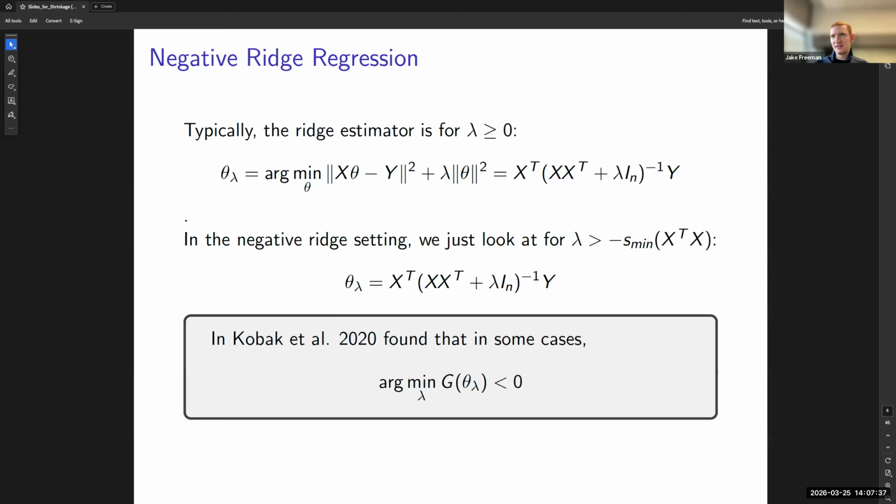The typical definition for the ridge estimator when lambda is positive doesn't really work, because if you were to take a portion of your theta to be perpendicular to the data, you could scale the problem down to negative infinity, essentially. So instead, they take the solution to the original minimization problem posed by ridge regression and just allow lambda to be negative.